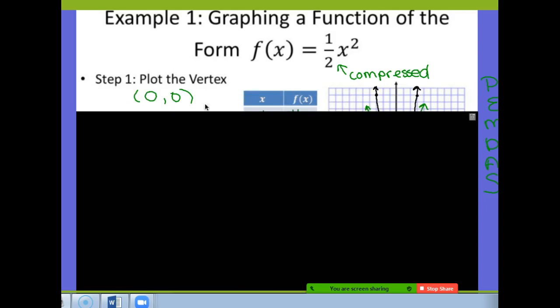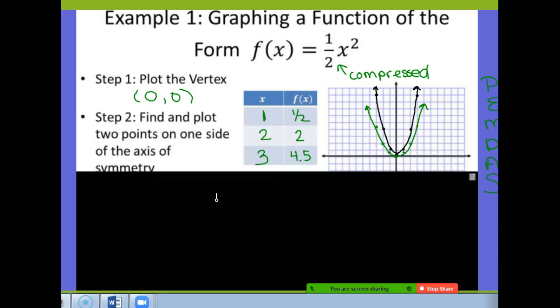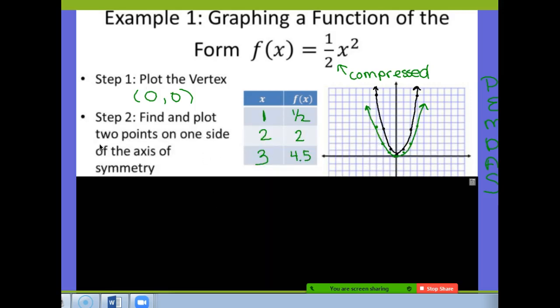Our vertex in this case is 0, 0 because there is no transformed h or k. So I can plot 0, 0 on my graph. And then I'm going to make a quick table to the right of my vertex. So I'm going to plug in 1. 1 squared times 1/2 is 1/2. 2 squared times 1/2 is 2. And 3 squared times 1/2 is 4.5.